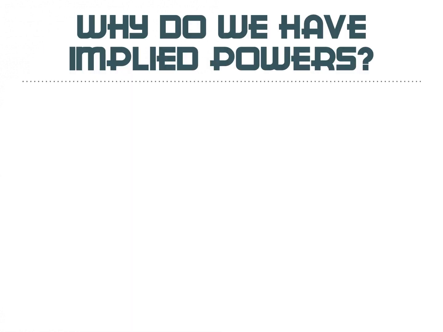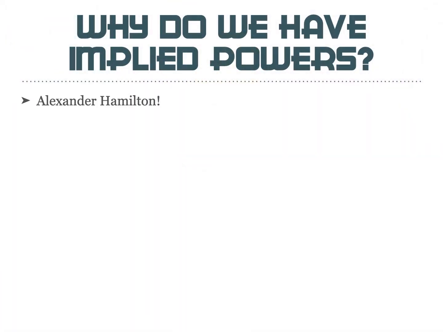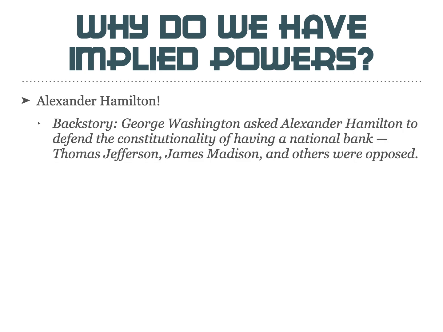So why do we have implied powers, you may be wondering? Well, Alexander Hamilton. Yeah. All comes down to Alexander Hamilton. And if you've seen the musical Hamilton, part of the musical actually covers the creation of this idea of implied powers. So some backstory. George Washington asked Alexander Hamilton to defend the constitutionality of having a national bank. The U.S. needed one, but was it actually constitutional to create one? Thomas Jefferson, James Madison, and several others were opposed to creating a national bank.